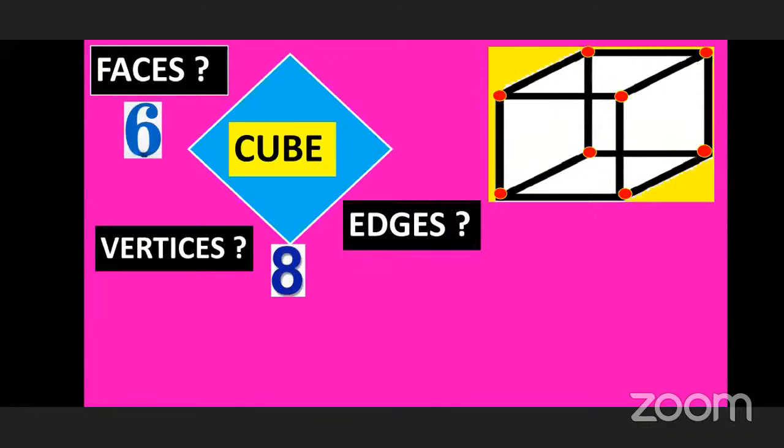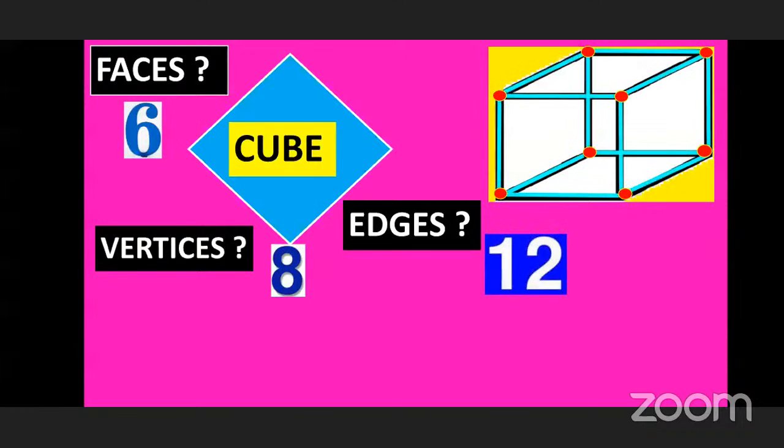And how many edges is it having, children? See, before giving the answer, just count. You can count from the screen also. You can see a cube over there. 12 edges. The sides of a cube are known as edges, and a cube is having 12 edges. So this was the basic concept that we have learned in the previous session about cube.